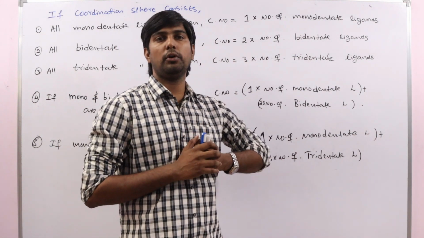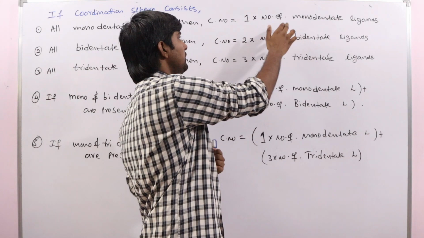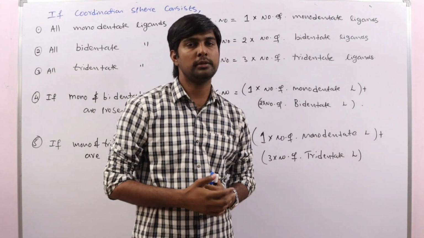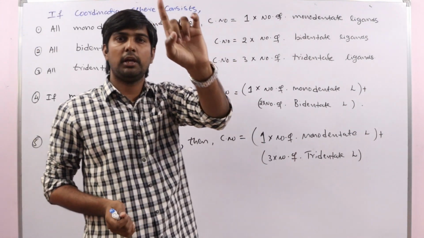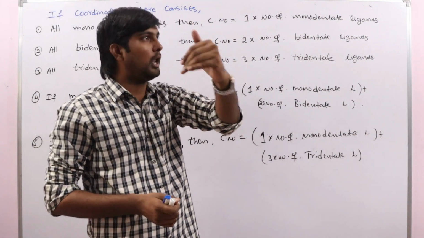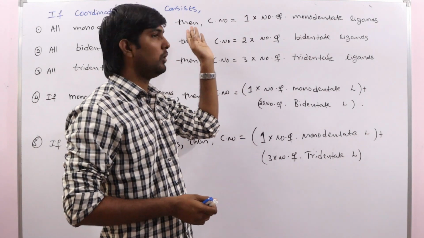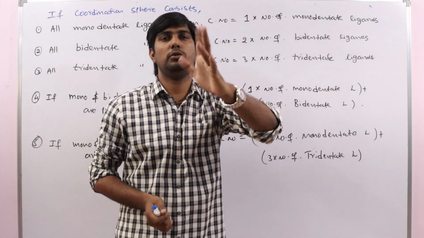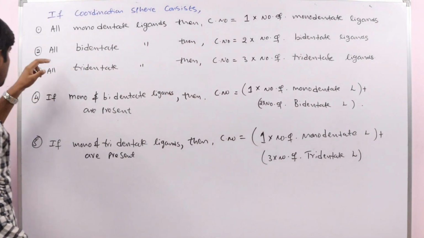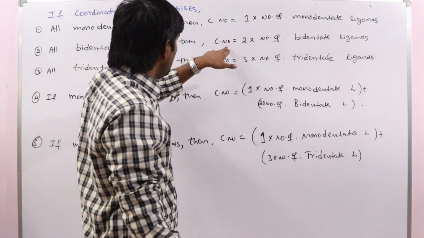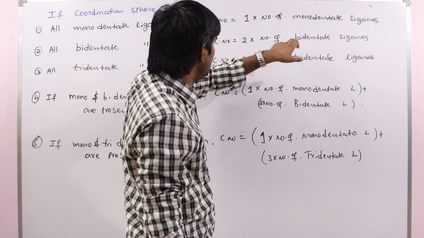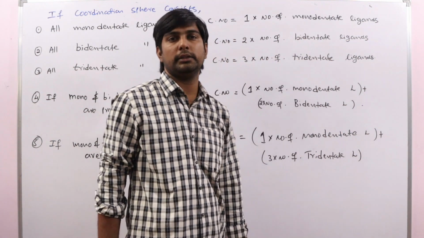Okay, total 6 monodentate ligands are present, so 1 into 6, that is equal to coordination number 6. First you should observe whether they are monodentate or not. If all are monodentate, then the coordination number is equal to the number of monodentate ligands. Simple. Next, if all are bidentate ligands, then coordination number is equal to 2 into the number of bidentate ligands.